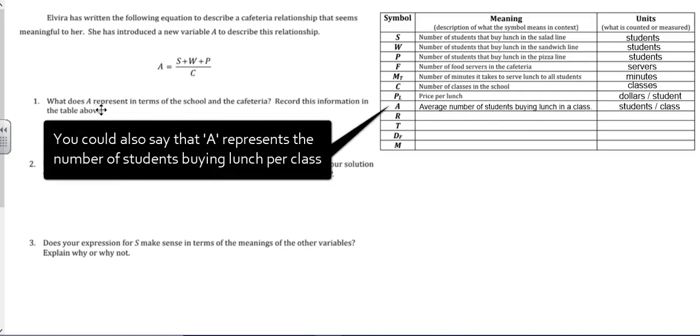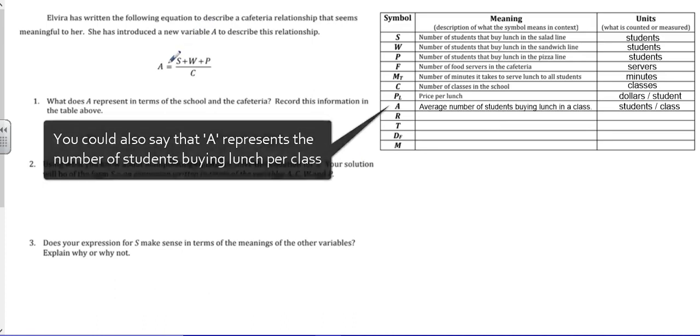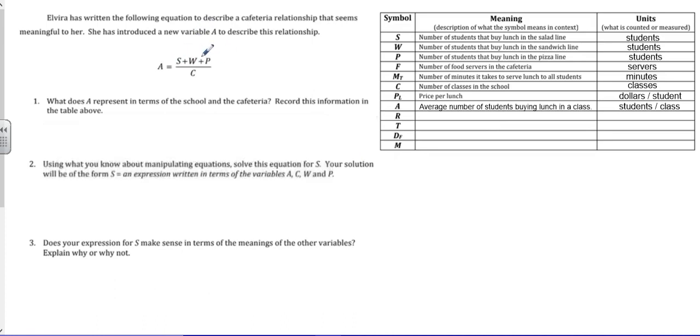So let's make sure we understand why A represents the average number of students buying lunch in the class. In the numerator, we have S plus W plus P. So S, W, and P are listed right here. When you add these together, you're getting the number of students buying lunch on the salad line, plus the sandwich line, plus the pizza line. So this sum is representing the total number of students buying lunch, because those are the three lines that are in Elvira's cafeteria.